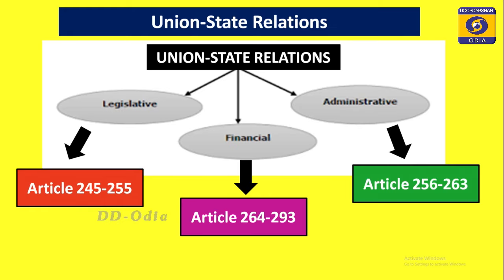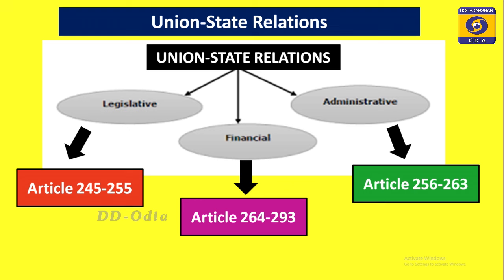This is all about the different features of Indian federalism. Let us discuss the union state relations. For smooth conduct of administration, for law making, for imposition of a tax, the framers of the constitution suggested that there must be good, smooth relation between the union and the states.